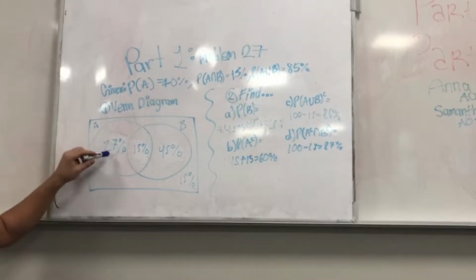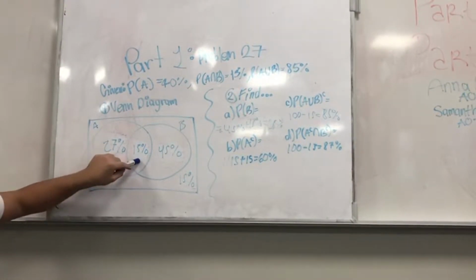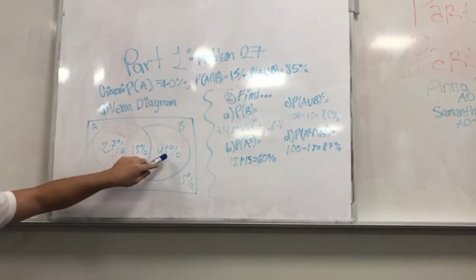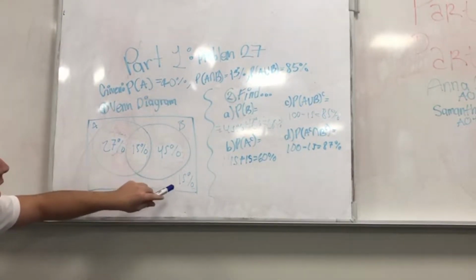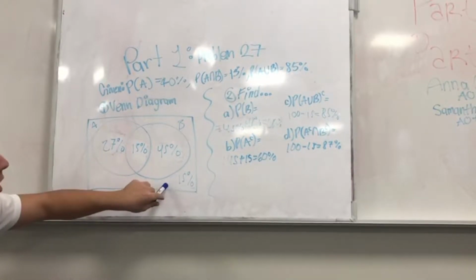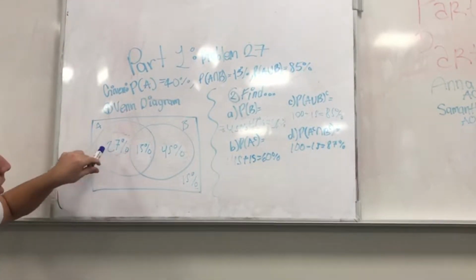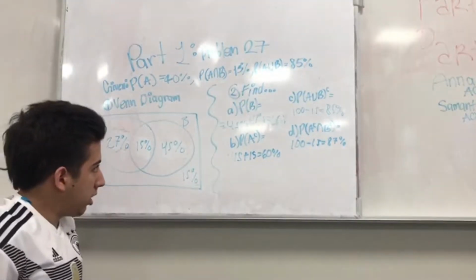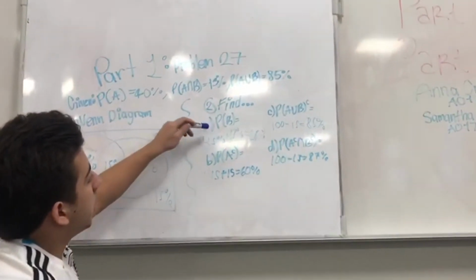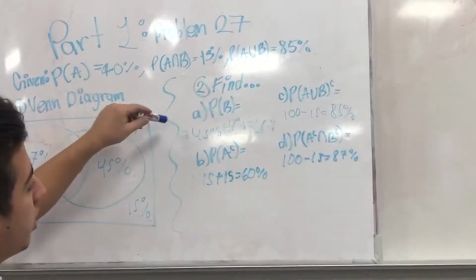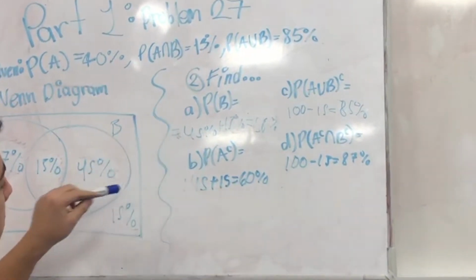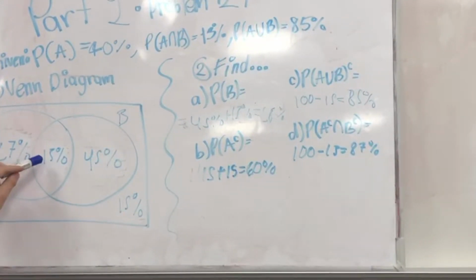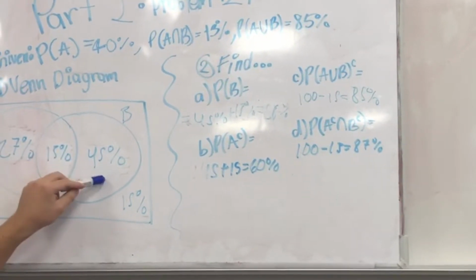27% is just A, 13% is A and B, 45% is probability of B, and 15% is probability of anything that is not A and B. So, to find the probability of B, we just add 45% plus 13%, because this is A and B and this is just B.